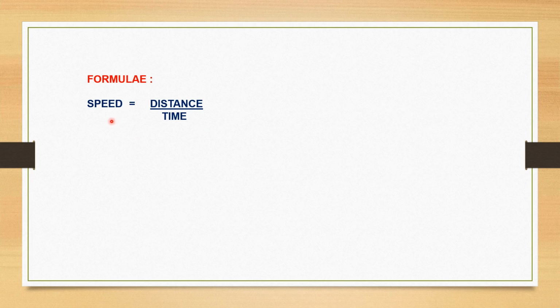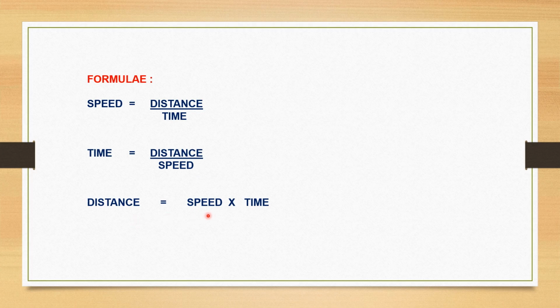So if you want to find speed, we divide distance by time. If the speed is unknown, and the distance and the time are given to you, divide the distance by the time and you will find speed. So the formula is speed is equal to distance by time. Now if you have to find time, the formula is distance by speed. Then if you have to find distance, the formula is speed into time. So these are the three formulae you need to know. Like I said in the beginning, if you know just this one formula, with the help of this, we can find the other two formulae.